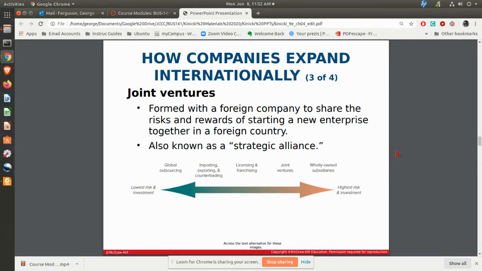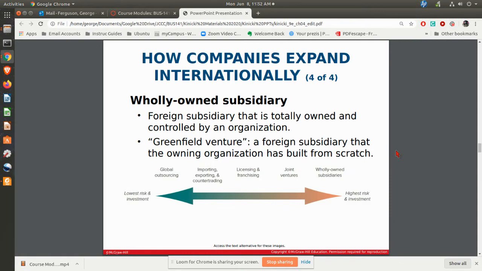Joint ventures are where you are getting together with somebody else and selling each other stuff. And then wholly owned subsidiaries is basically where you're saying, okay, we are buying this organization and we are going to be doing business in that country as this organization. For example, Budweiser is actually a wholly owned subsidiary of AB InBev.